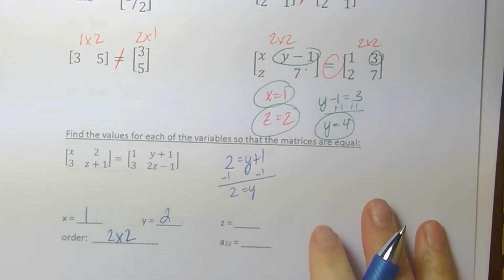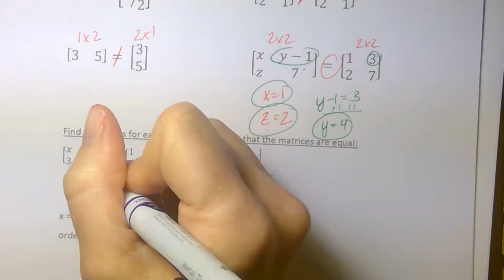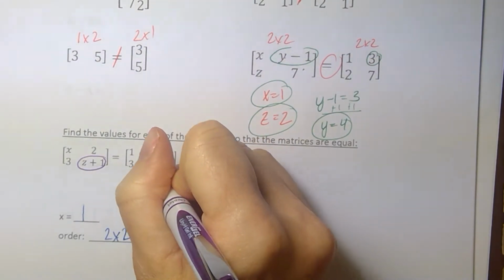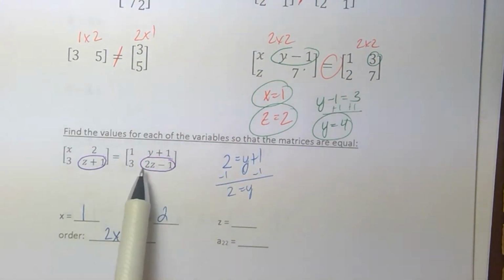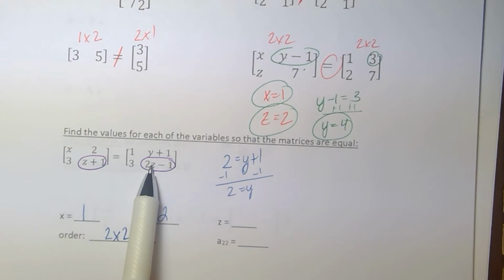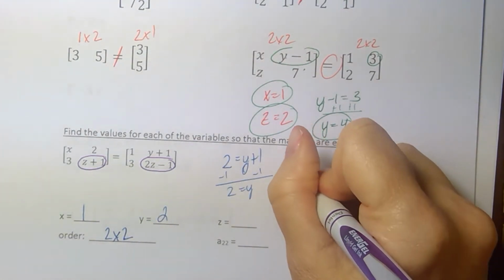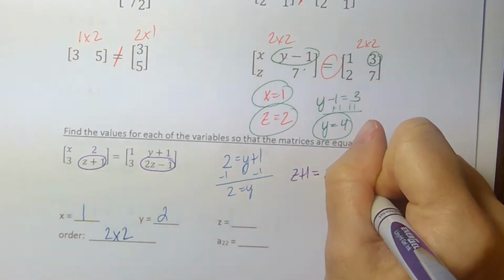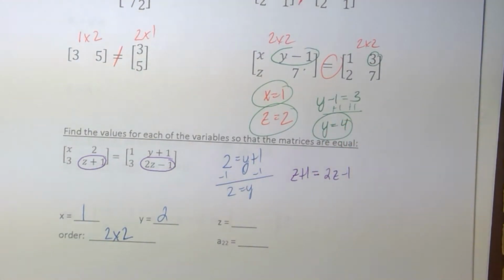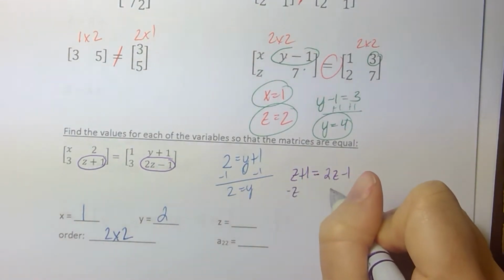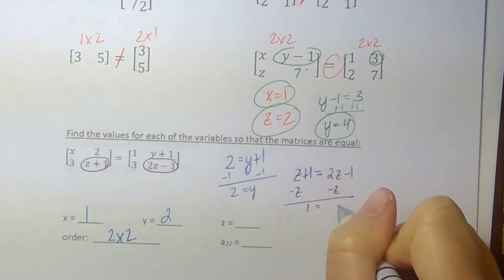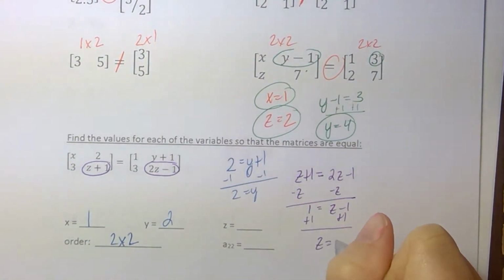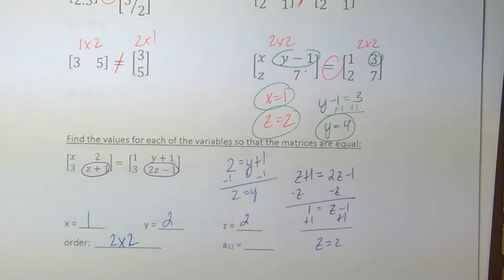And then I need to figure out z. The z position I have on this leftmost matrix, I have z plus 1. And on the rightmost, I have 2z minus 1. Those are both in corresponding positions in their matrices. So if these matrices are equal, then z plus 1 needs to be equal to 2z minus 1. And I just need to solve for z. I'm going to subtract z from both sides, and that gives me 1 equals z minus 1. And then I would add 1, and I get z needs to be 2 for this to be true.